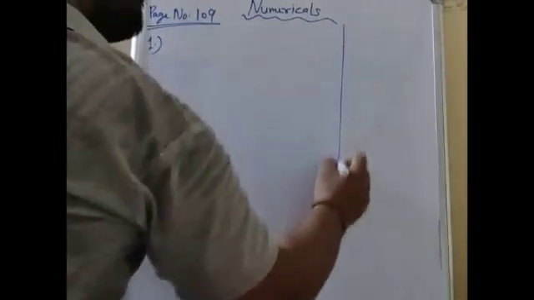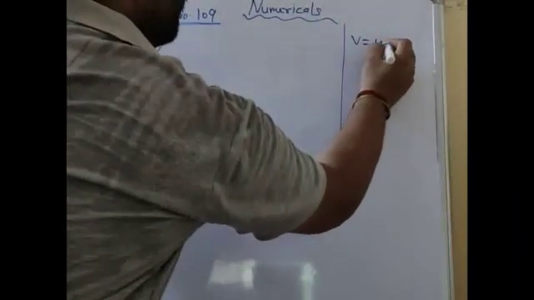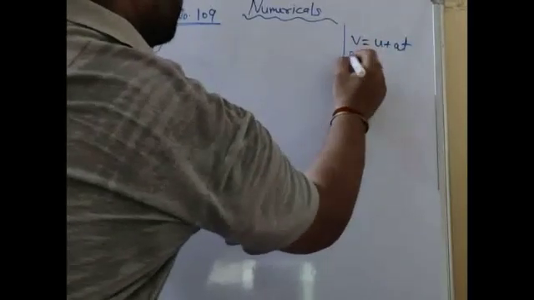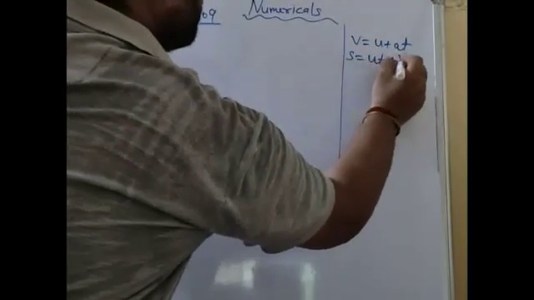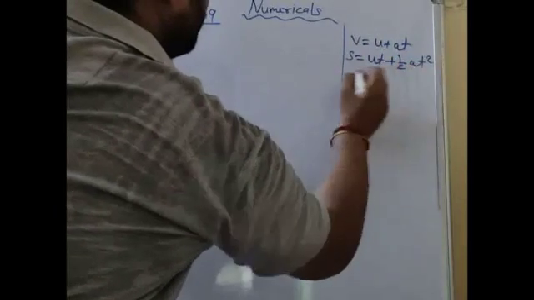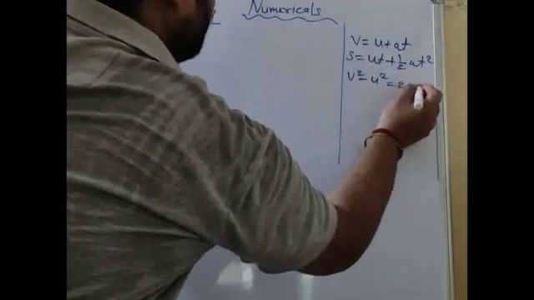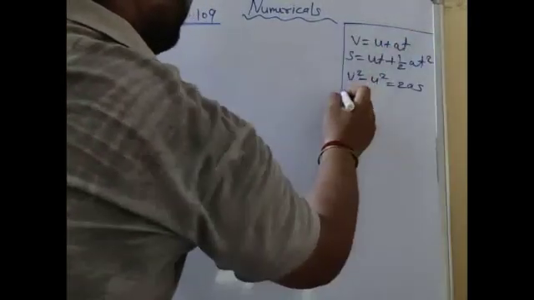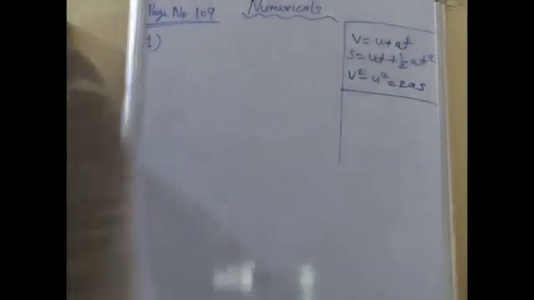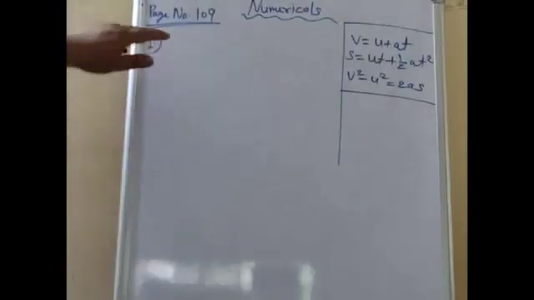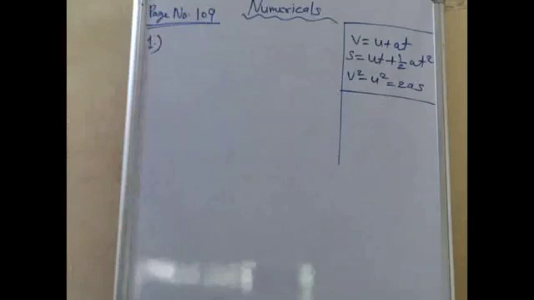I'm just solving a few numericals, and please see how to solve the numericals which are based on the formulas V is equal to U plus AT, S is equal to UT plus half AT square, and V square minus U square is equal to 2AS. Numericals will be based on these three formulas. First numerical, which is given on page number 109. Just open your textbook and you can see.